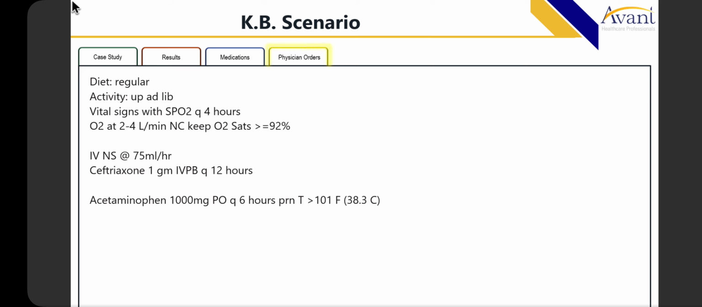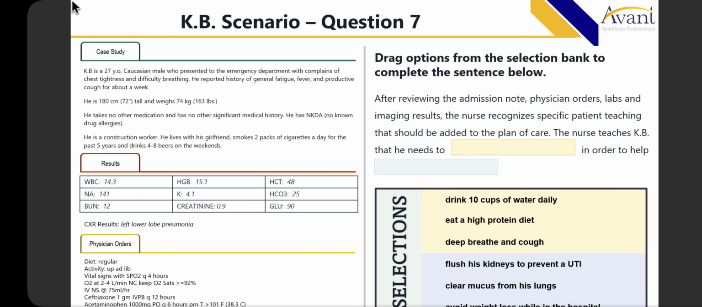Now, the doctor has written orders for regular diet, activities, vital signs, oxygen as needed to keep the sats above 92, normal saline at 75, and he's starting the patient on ciprofloxacin, 1 gram IV piggyback every 12 hours, these are antibiotics, and he can have acetaminophen for temperature. Okay, so that's what we know so far. Let's go to the next question.